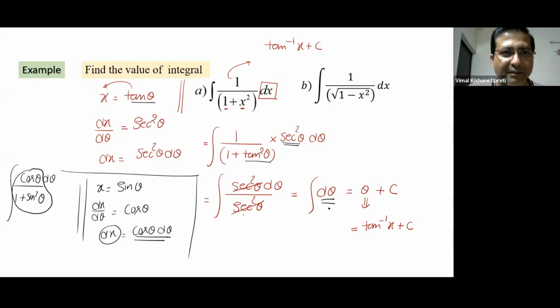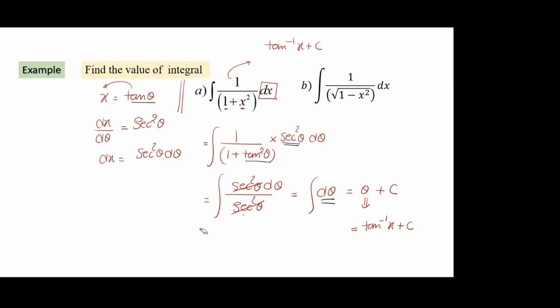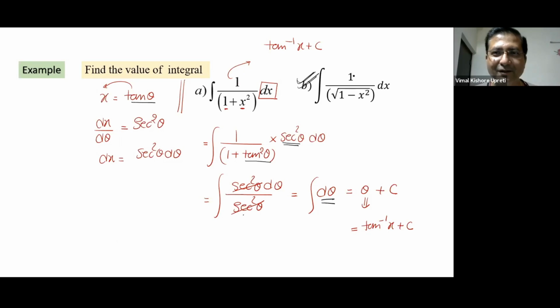Is that clear? So with experience, we learn something. Otherwise, you keep randomly substituting all the functions. You may not be able to reduce it to a simple format, like in this case, where it is not a simple format which we can integrate. Okay, let's take one more example, then it will be more clear. Try integrating this: 1 upon under root 1 minus x square.